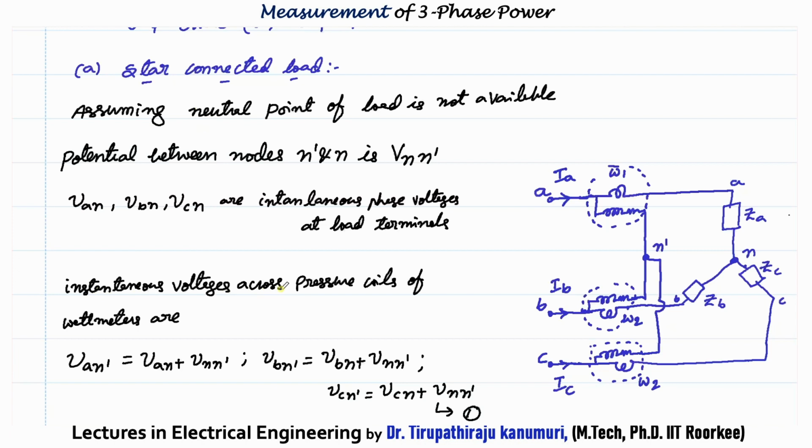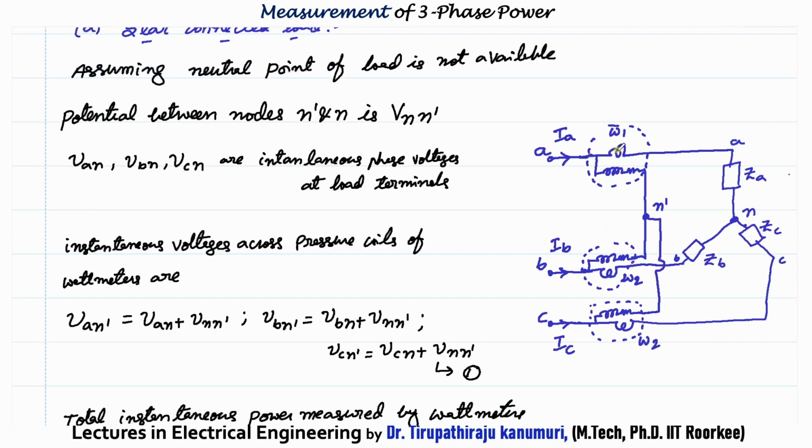Now the instantaneous voltage across the pressure coil of the wattmeters. You can see the first pressure coil is connected between phase A and the point N dash. So I can write this as Van dash. To calculate this Van dash, I am applying KVL in this loop. How will it go? From point A, I am going to N. This is Van. Then from N to N dash, Vnn dash. So Van dash I can write as Van plus Vnn dash.